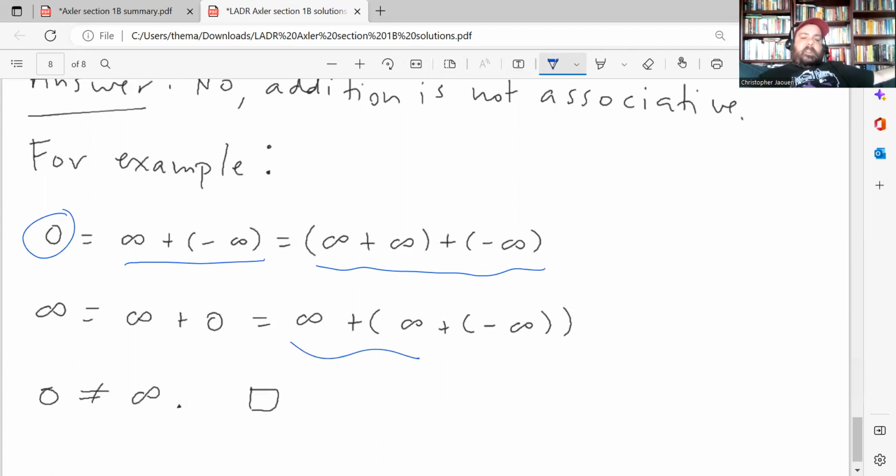Whereas if you do infinity plus (infinity plus minus infinity), you get infinity plus 0, and that's equal to infinity. And notice that these two things are not equal. So therefore, addition is not associative. So therefore, this can't be a vector space because it doesn't satisfy the definition of a vector space. And that's actually, believe it or not, the last problem in that section. So like I said, it's a relatively short section.